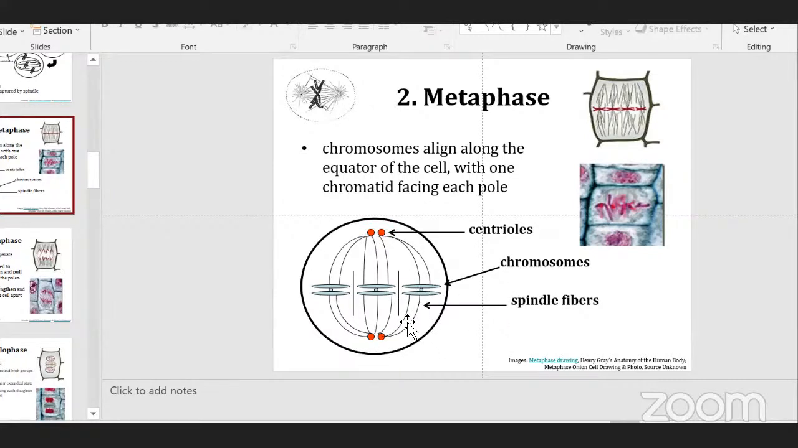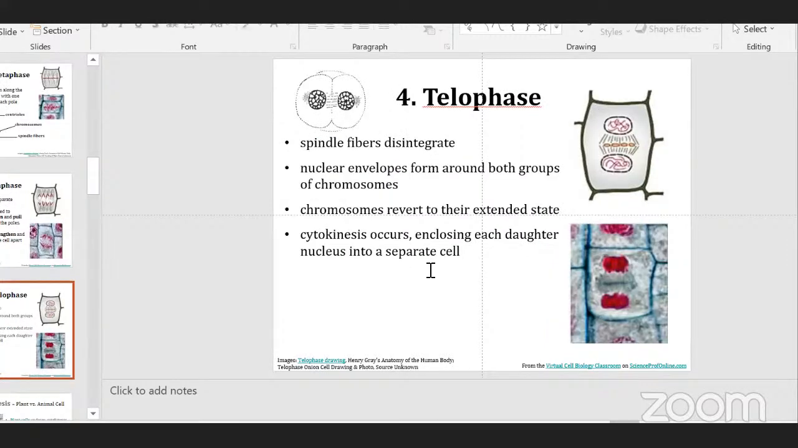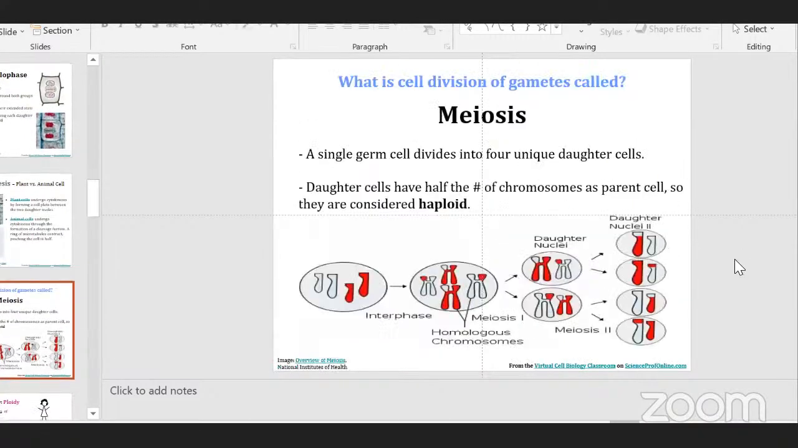Spindle fibers pull them apart, especially in the metaphase, and in the anaphase, the sister chromatids separate. Spindle fibers shorten, pulling the chromatids towards the pole. Free spindle fibers then lengthen and push the poles apart. Then in the telophase, disintegration of the spindle fibers occurs, followed by cytokinesis.